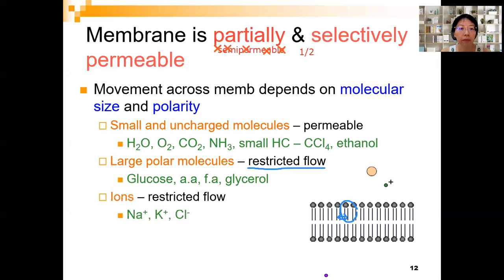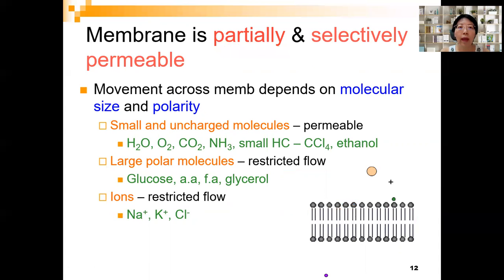So third case, ions. Ions also have restricted flow, not because of their size, but because of their charge. Don't forget this region of the phospholipid molecules doesn't like water. Anything that's hydrophilic comes here, they push it away. So ions cannot pass through the hydrophobic region of the membrane because they're charged. Sodium, potassium, chloride are very small, but they cannot pass through.